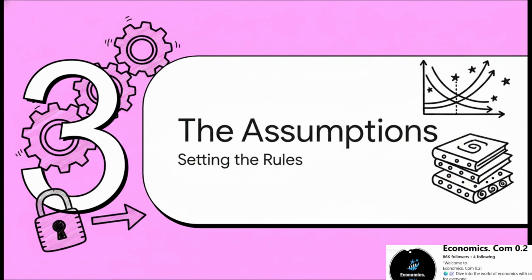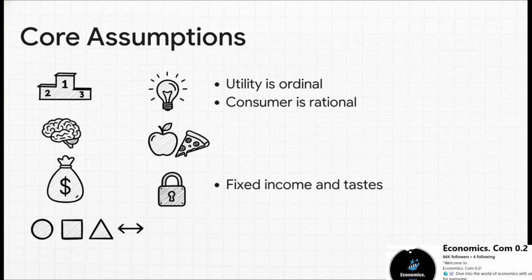Which brings us to Section 3, the assumptions. Let's set the rules that make this whole economic model function. Every model needs boundaries. As we just discussed, utility is ordinal. We're also assuming our consumer is perfectly rational. They're always trying to maximize their satisfaction. Now, to keep things manageable, we limit this little universe to just 2 goods, assuming the consumer's income and tastes are completely fixed. But here is the absolutely crucial rule. Preferences must be transitive, meaning if you prefer good X over good Y, and you prefer good Y over good Z, well, you absolutely must prefer good X over good Z. It's just basic logical consistency.